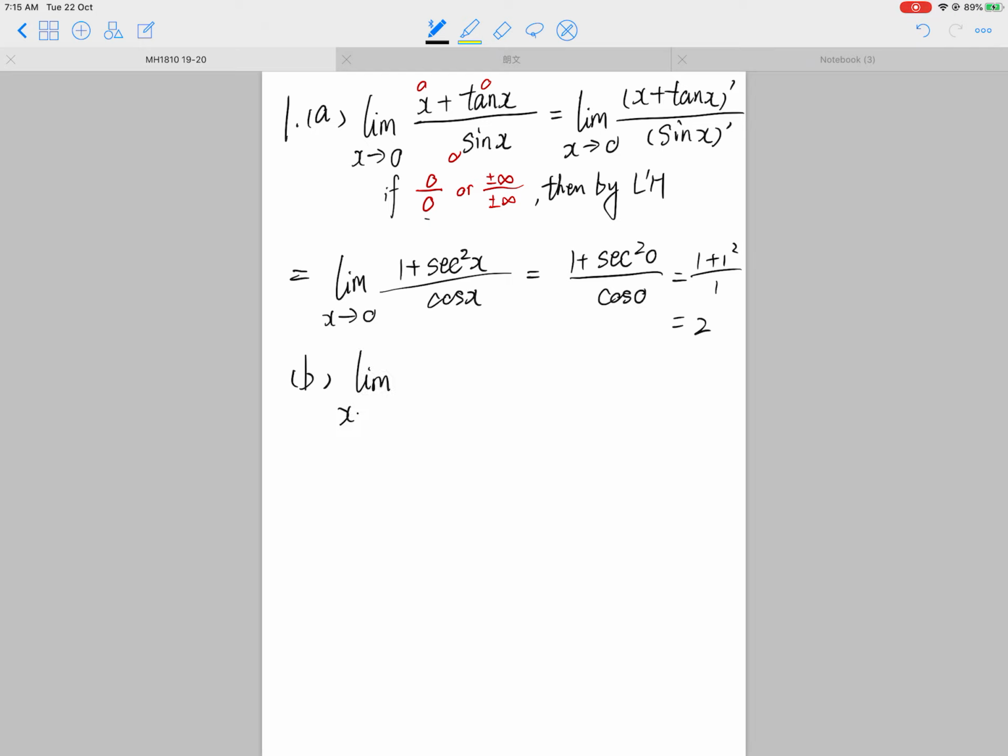Part B. Again, if you sub in, you can see the top is e to the power of 0, which is 1, minus 0 minus 0. The top is 0. The bottom, subbing 0, is 0. So 0 over 0, you can use L'Hopital's rule.